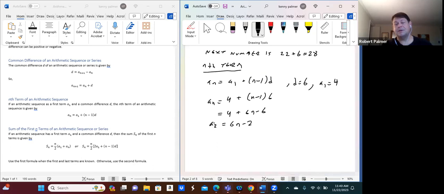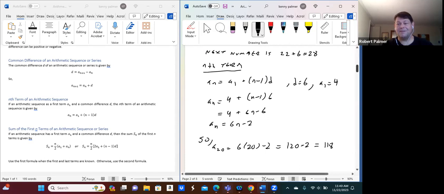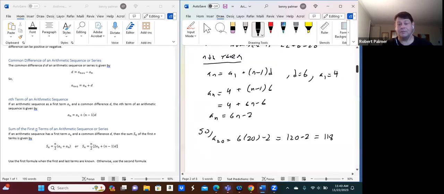And so what this tells us is what any term we pick will be. If we want to find the 20th term, so a of 20, for example, then it's going to be 6 times 20 minus 2, which is 120 minus 2, which is 118. So that way we can find any particular value we want.